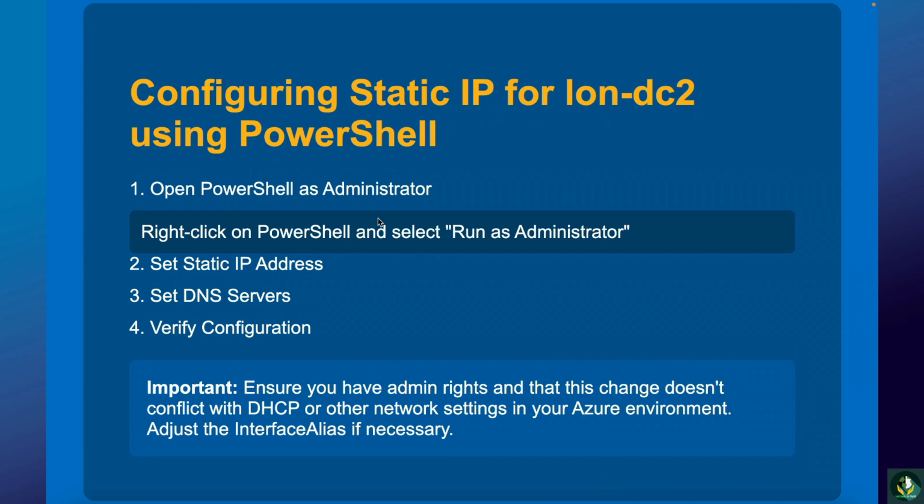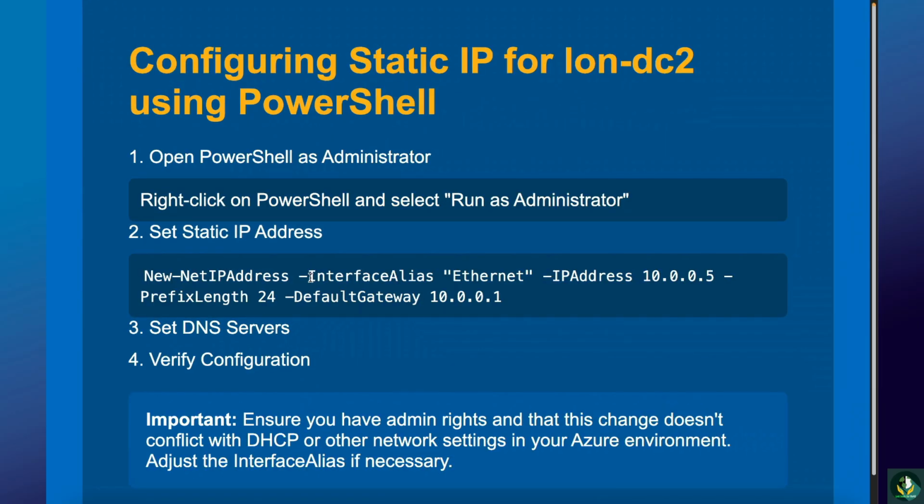You can right-click on PowerShell and select Run as administrator. And then we'll set the static IP address by running the following command. So we'll run New-NetIPAddress, with -InterfaceAlias Ethernet, or any alias you're using on your virtual machine, and we'll specify the IP address.